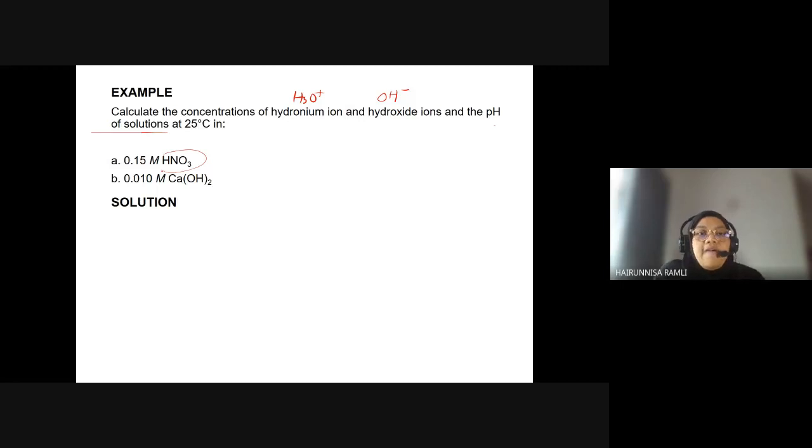Okay, so kita buat satu-satu lah. Kita buat A dulu. First thing first, actually you tak boleh lari daripada equation. You need to write an equation. Dissociation of acid. Okay, so we have HNO3 dissociate in water.